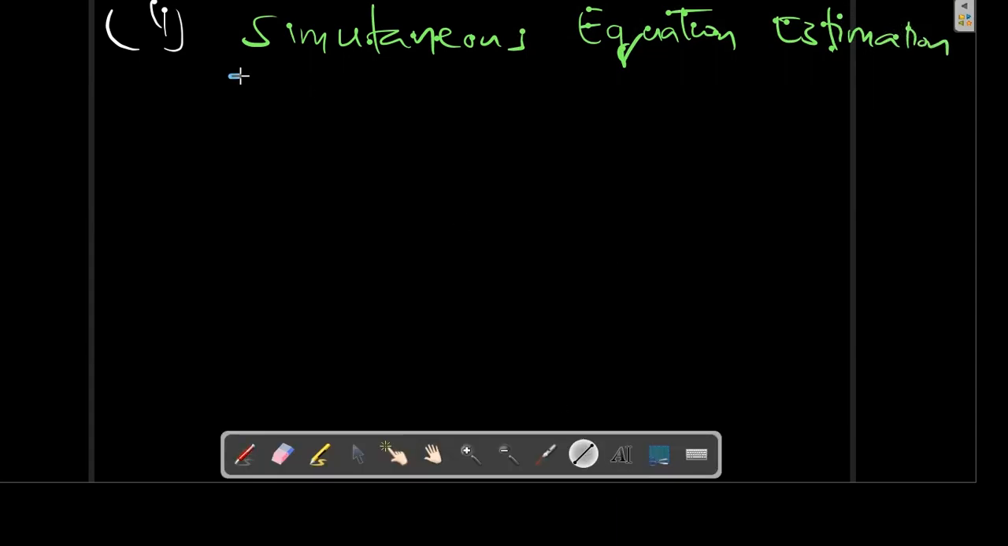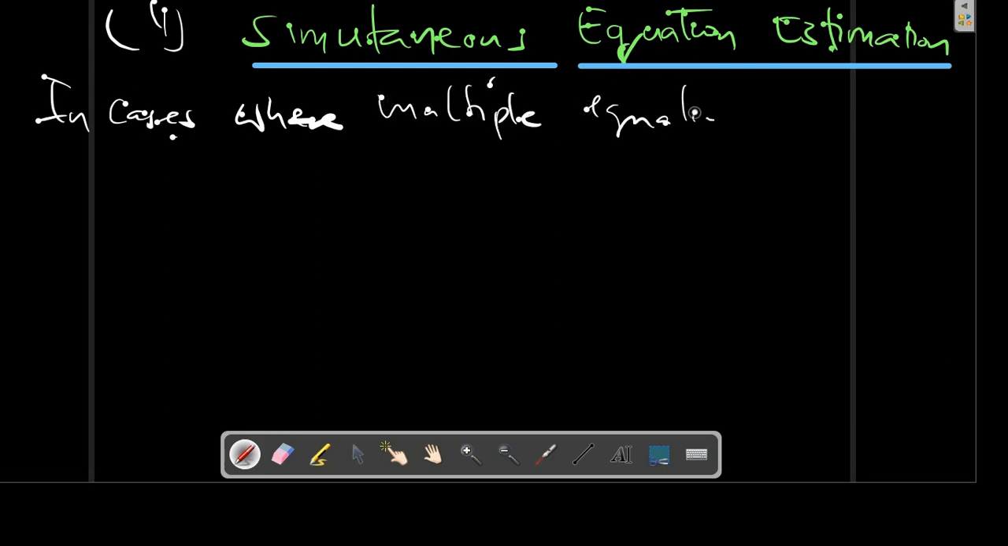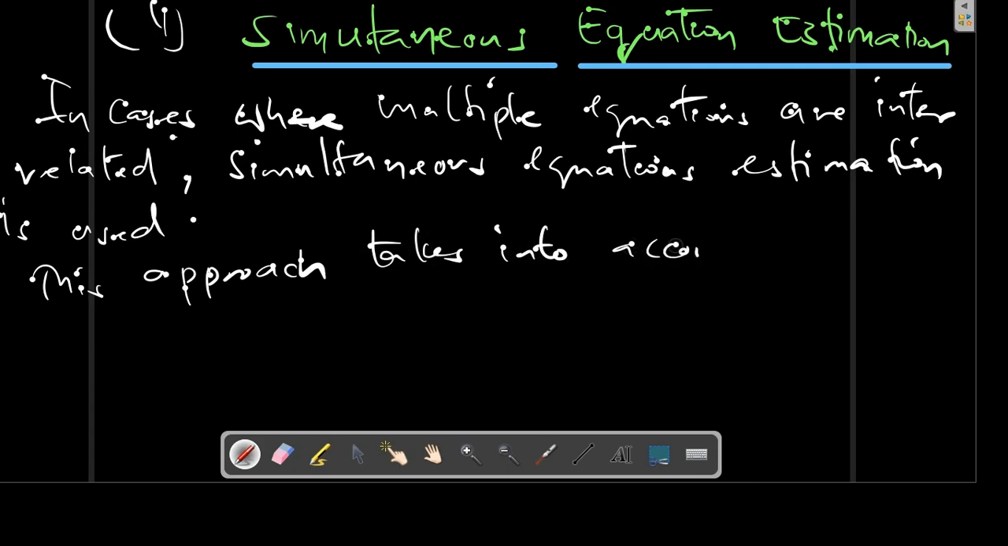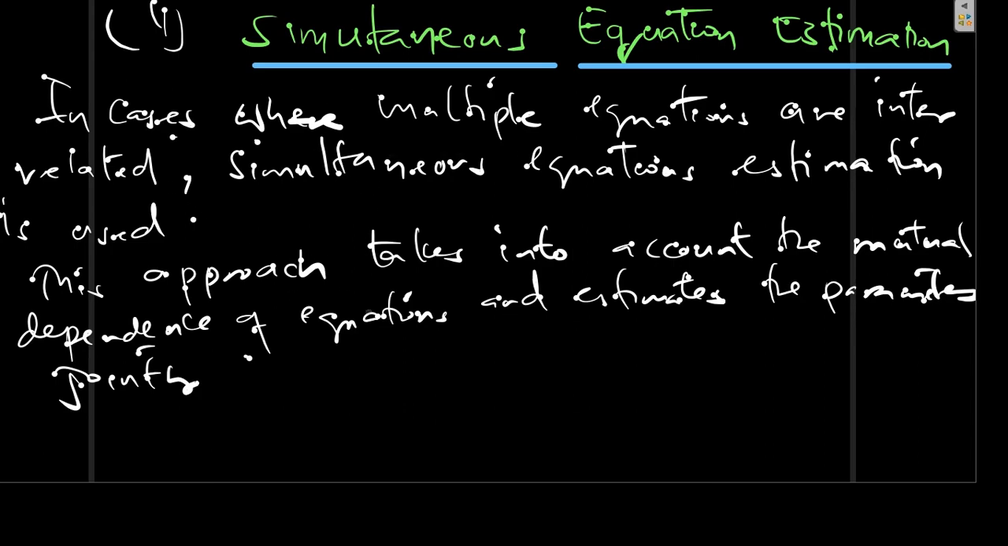The last type of estimates is simultaneous equation estimation. In cases where multiple equations are interrelated, simultaneous equation estimation is applied. Whenever there are multiple equations that are interrelated to each other, simultaneous equation estimation is applied. Under this approach, it takes into account the mutual dependence of equations and estimates the parameters jointly.